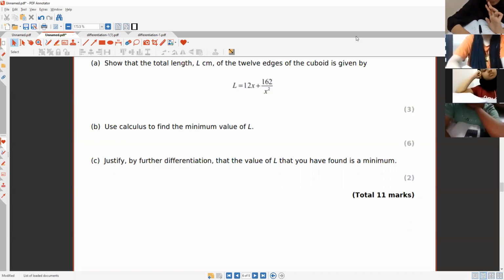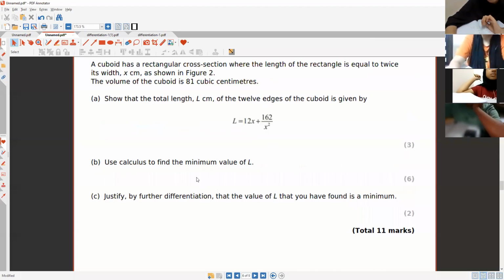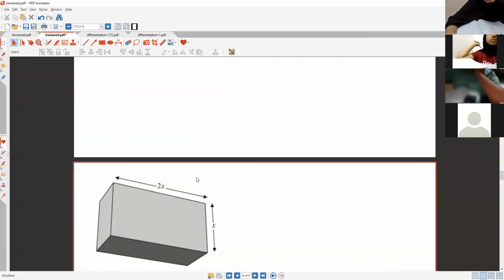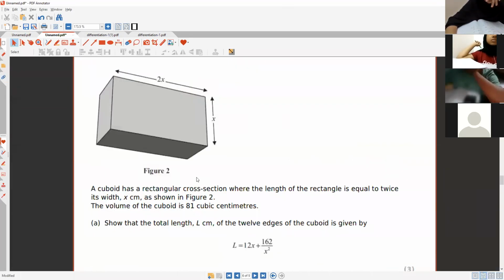Okay, so this is most probably the third part of our differentiation chapter. Let's see how to do this sum. A cuboid has a rectangular cross section where the length of the rectangle is equal to twice its width. The volume of the cuboid is 81 cubic centimeters.